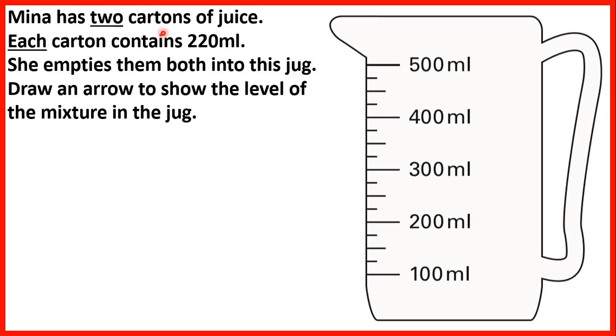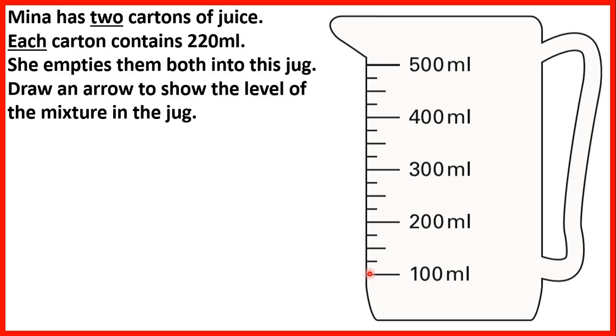Meena has 2 cartons of juice. Each carton contains 220 millilitres. She empties them both into this jug. Draw an arrow to show the level of the mixture in the jug.